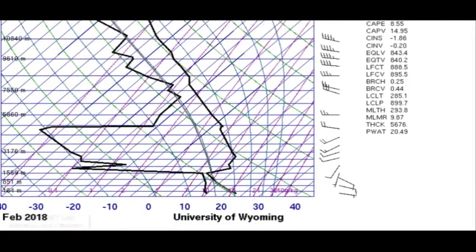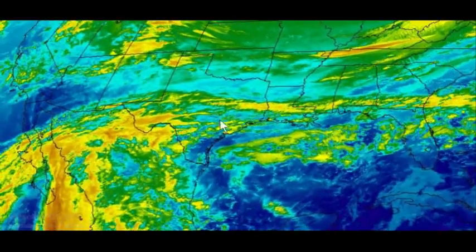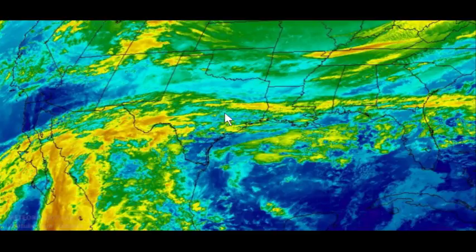Okay, let's check out the GOES satellite and just take a look at what's going on. You can see the subtropical cirrus moving into Texas there.